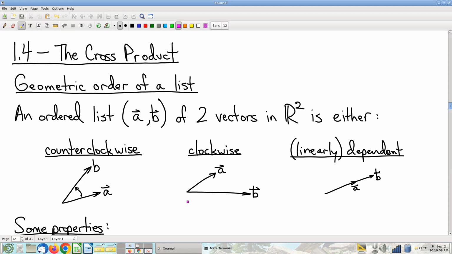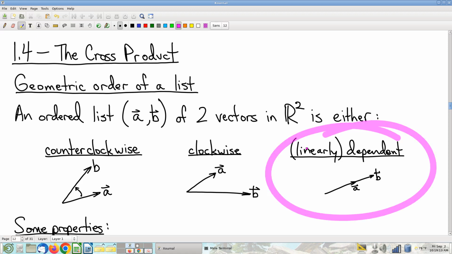Everybody on board? Now, of course, let me throw out there that sometimes it's neither. The vectors might be parallel, or one of the vectors might be the 0 vector. There are all sorts of little anomalous cases there. I'm going to point out that in all such cases, the pair is linearly dependent. That's the way I'm going to describe the third option. Every so often that happens, but most of the time, if you have an ordered list of vectors, it's clockwise or counterclockwise.